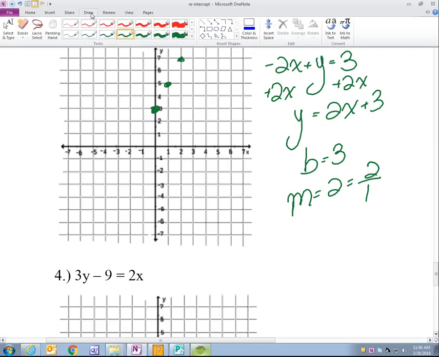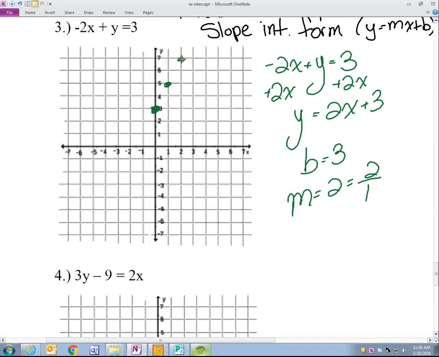I get out my ID. I line up the lines. There it is. There, and there's my solution. Every single point on that line would make it true for negative 2x plus y is equal to 3.